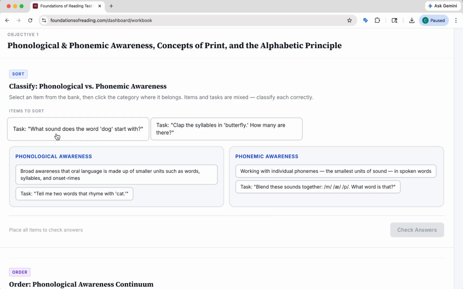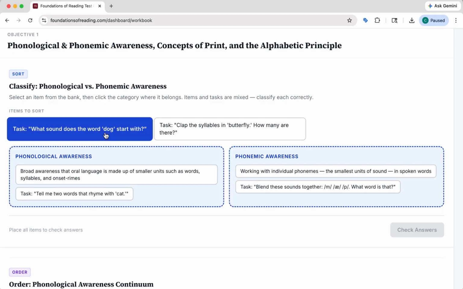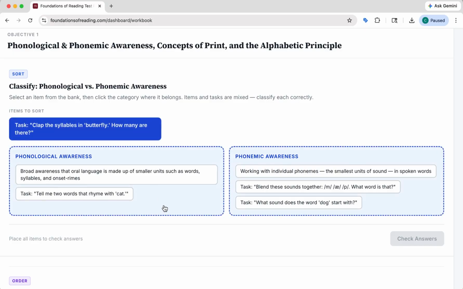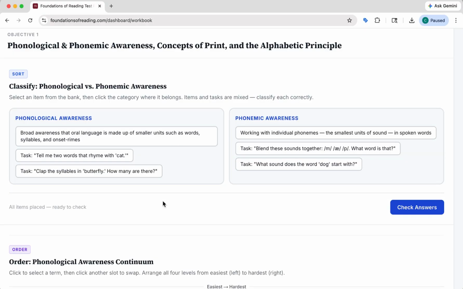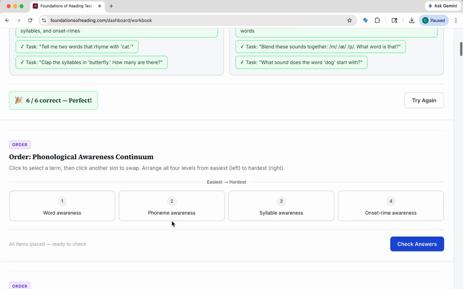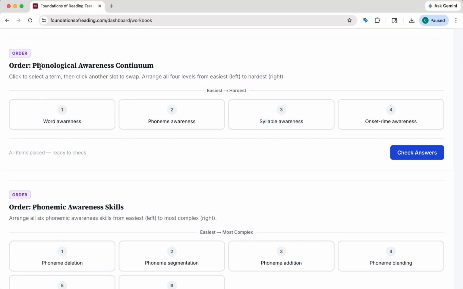Here we go. We've got 2 more. What sound does the word dog start with? What sound? Okay, that is phonemic awareness. Clap the syllables in butterfly. How many are there? That would be phonological awareness. Just make sure. I'm just taking a look here. I do believe this all looks good. Let's check it. Great. We got 6 out of 6. And we're moving on. Next up, we need to order.